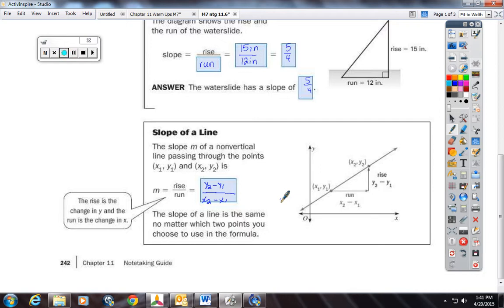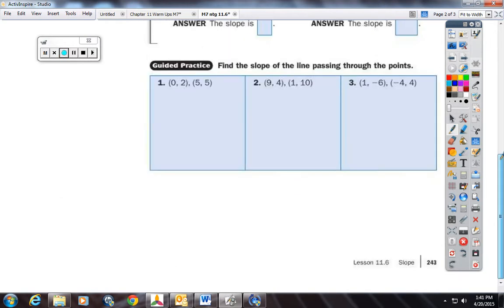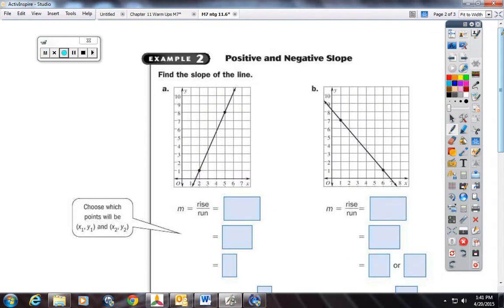Okay, so if you turn the page to example 2, you'll see there's an A and a B. Now the first thing to do, before we even start thinking about slope, is to label the 2 points. Do you guys see the 2 dots on the line? Yes. Okay, so we need to label them. So I'm going to label this one first. What ordered pair does this represent right here? This represents 2, 1.